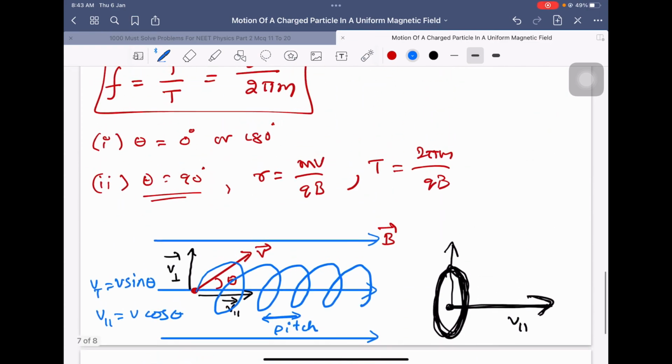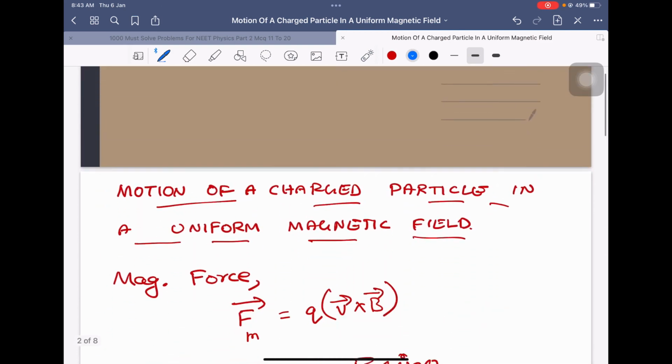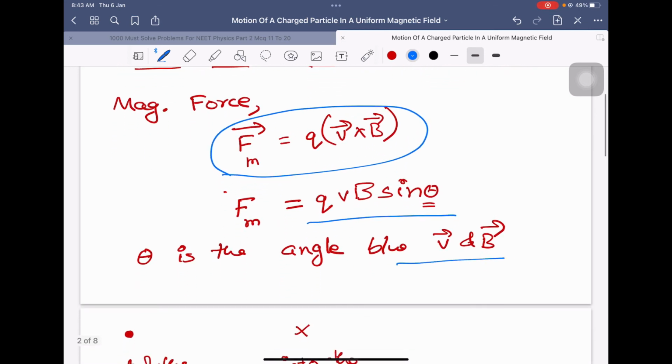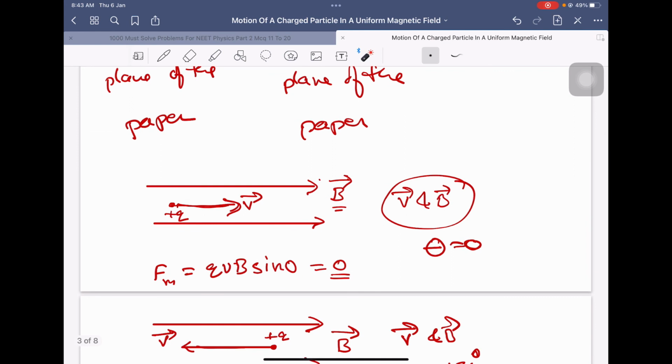So we will revise whatever we have studied once. The equation of magnetic force is q into v cross B, or in scalar form it is qvB sin theta, where theta is the angle between velocity and magnetic field. If the magnetic field is going into the plane of the paper, and here the angle between magnetic field and velocity is 0 degrees, since sin 0 is 0, the magnetic force acting on the charged particle is 0.